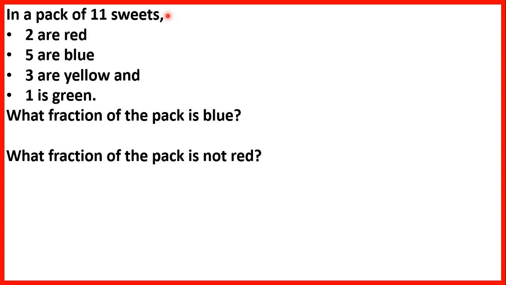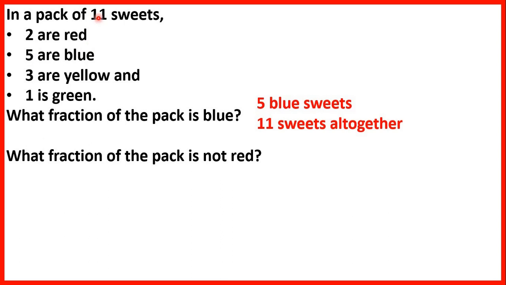In a pack of 11 sweets, 2 are red, 5 are blue, 3 are yellow, and 1 is green. What fraction of the pack is blue? So we need to remember that with fractions, the numerator or top number tells us how many we have, and the denominator tells us how many there are altogether. So we can see that we have 5 blue sweets and 11 sweets altogether, so our fraction can be written 5 over 11.